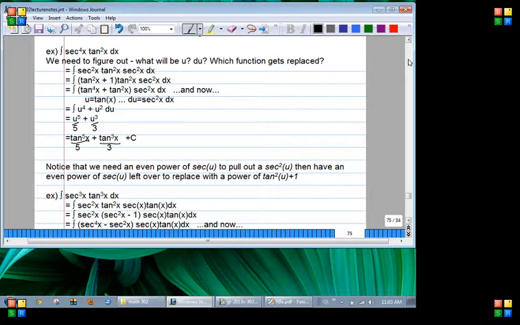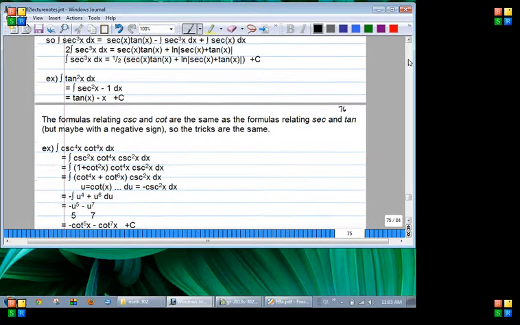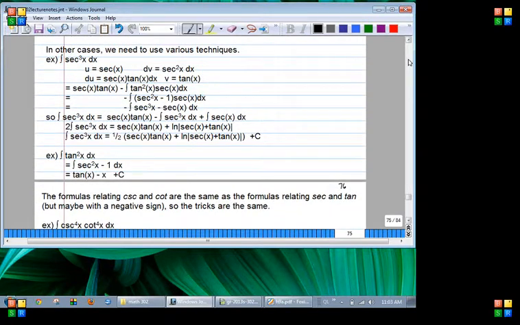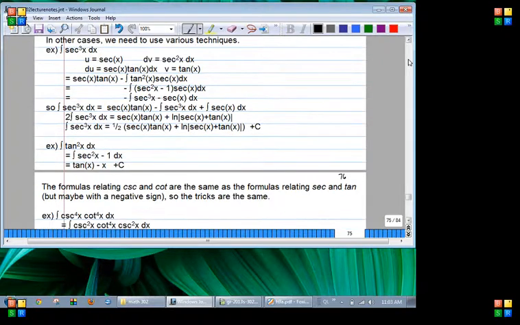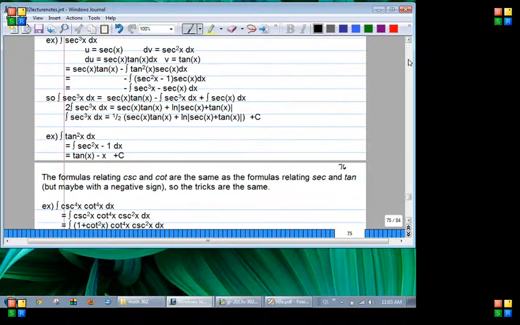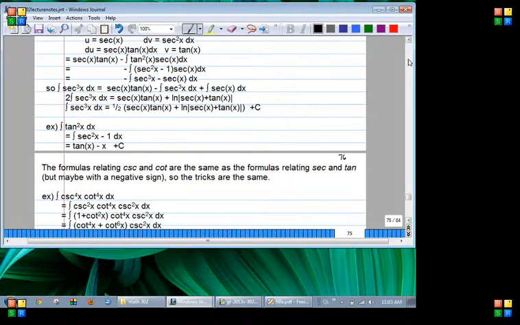So in this case, we like an even power of cosecant. Step 1, we're going to pull out the cosecant squared x. Step 2, we're going to rewrite the cosecant squared using the formula. So now you have to know that cosecant squared x equals 1 plus cotangent squared x. And now multiply out: cotangent to the fourth x plus cotangent to the 6th x times cosecant squared x dx.